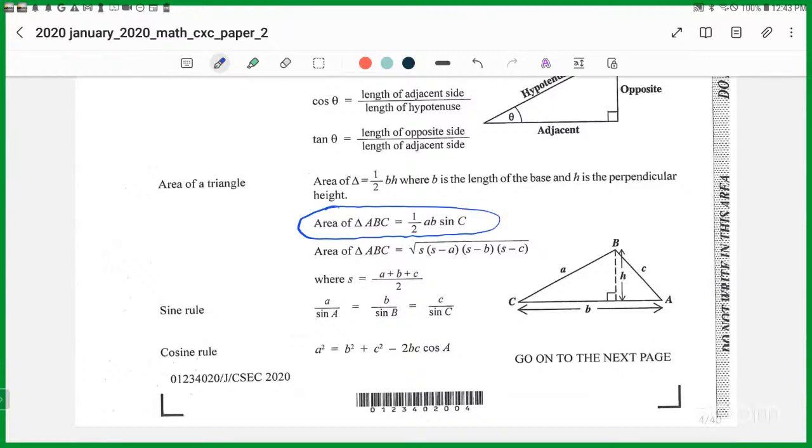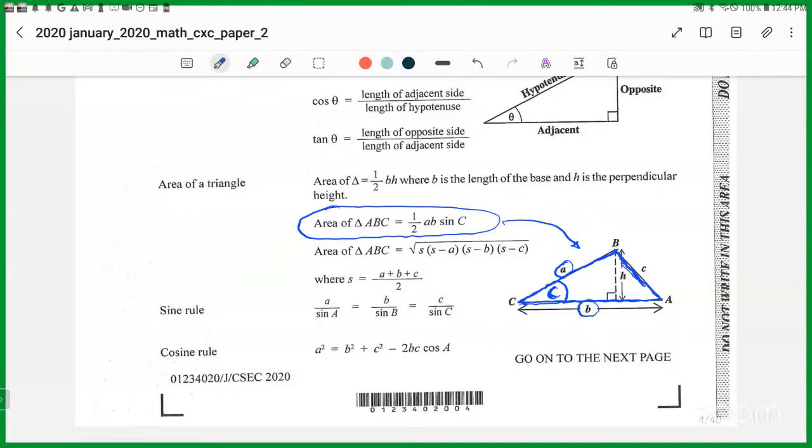That's the one we're talking about. Half AB sine C. So this formula is focused on this triangle here, which I'm marking out in blue. This is side A, this is side B, and inside is angle C. So that formula is talking about that.